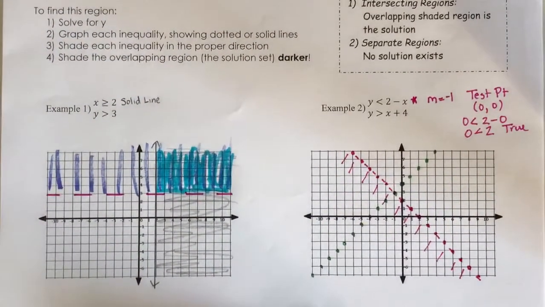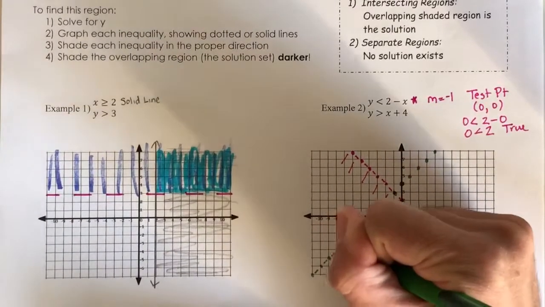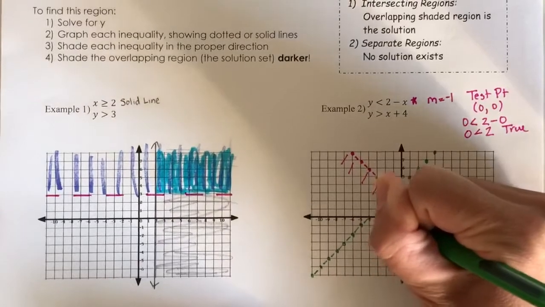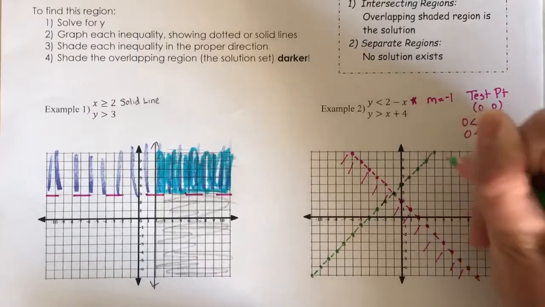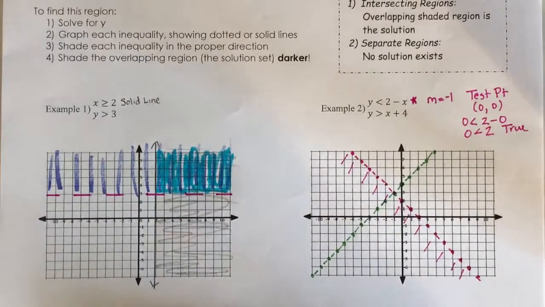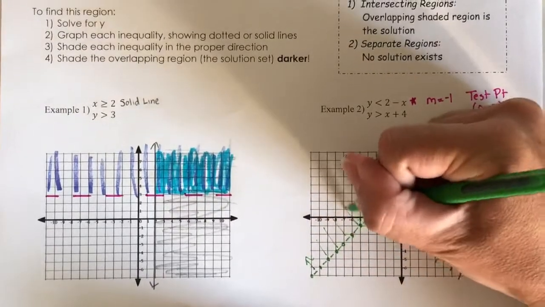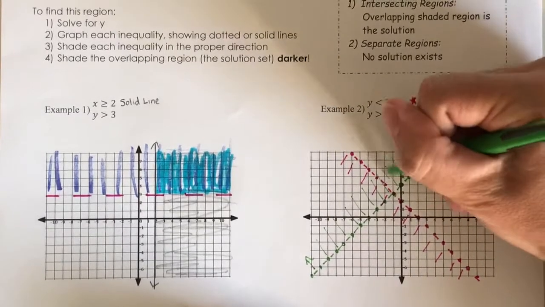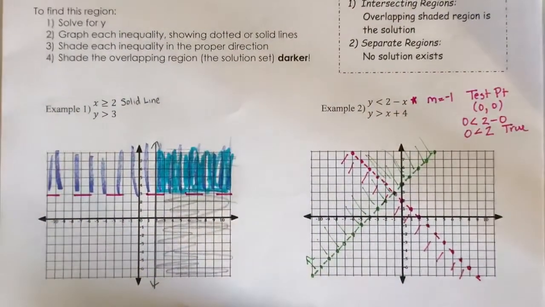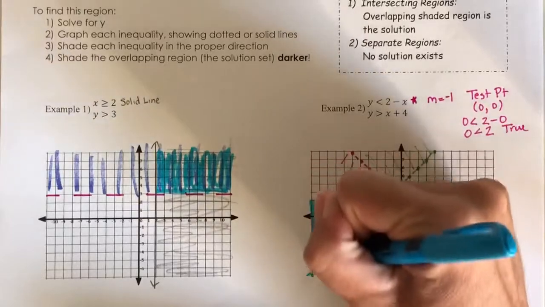And again, it's a greater than, not a greater than or equal to, so I'm going to use a dashed line. The line is not part of the solution. Because it's a greater than symbol, I shade above. So I'm going to shade in this direction. But the overlap is where I'm going to shade darker. So in this section, my overlap is here.